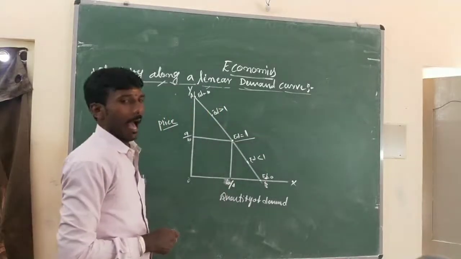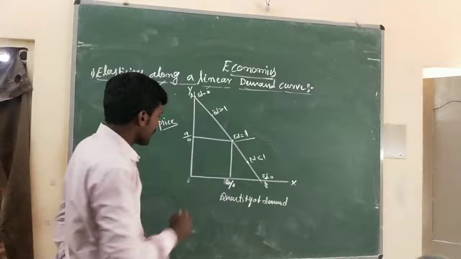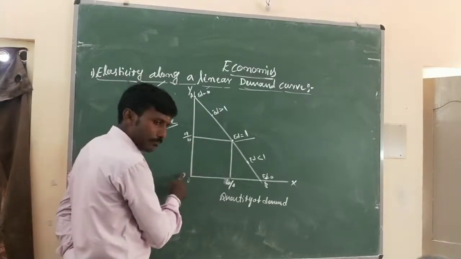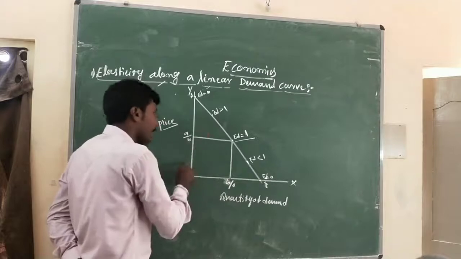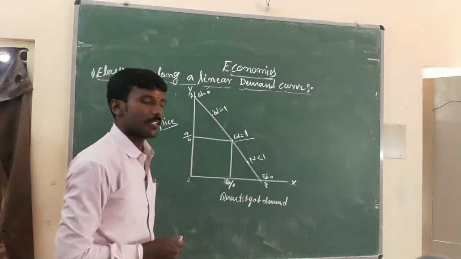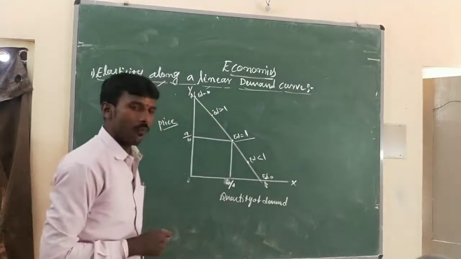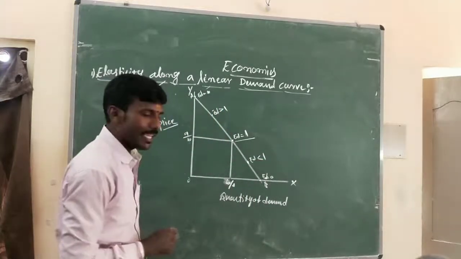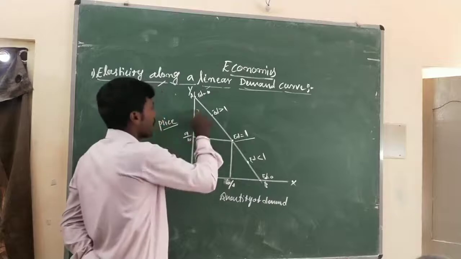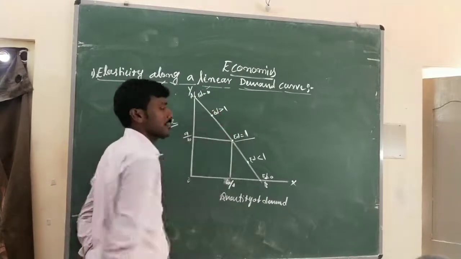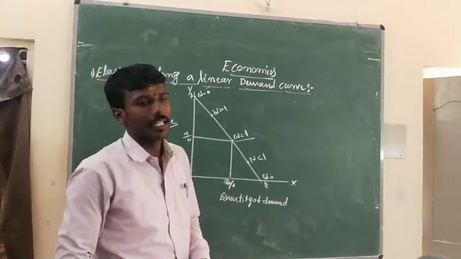And when the price is more than 0 and less than A bar B, elasticity of demand is always less than 1. And finally, when the price is more than A bar B and less than A, in this situation the elasticity of demand, or the PED, is greater than 1.